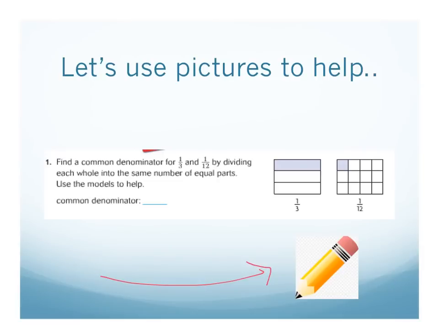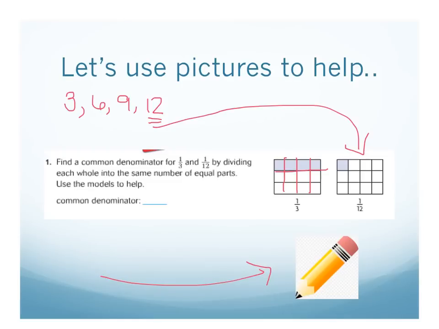I'm going to start off by listing some multiples of 3. 3, 6, 9, 12. Hey, wait a minute. 12! I can just cut this bad boy like this to get 12s. So now I can see that I've got 4 12ths here, 1 12th here, and my common denominator, 12.